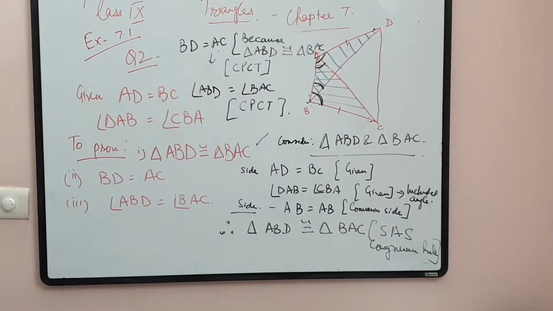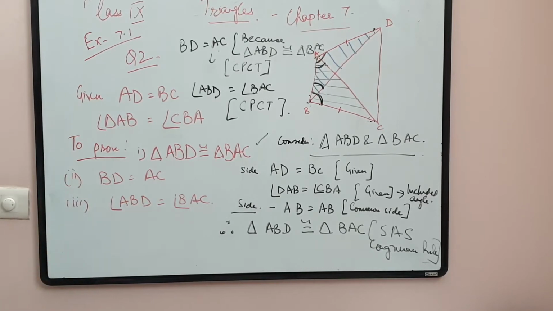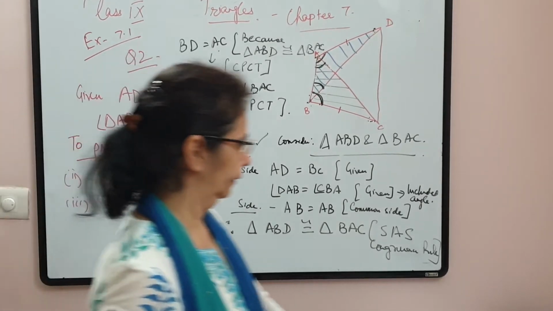Is that fine? Have you understood, children? So first you prove congruency through SAS. Once you know that the two triangles are congruent, then their corresponding parts, that is corresponding angles and corresponding sides, are congruent, and therefore 2 and 3 are proven because of CPCT, corresponding parts of congruent triangles. Okay?